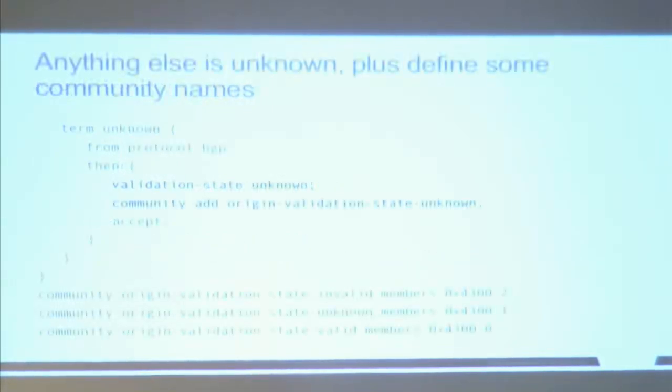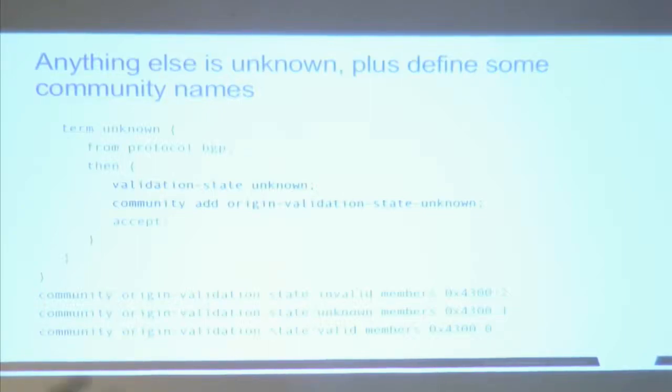And finally, there's only one choice left, and that's unknown. So we don't really have to do a match to that. It just falls through. And these are the IANA-defined values for the validation state. We will eventually provide convenience keywords, and you won't need to have these 3 lines in your policy, but right now you do need them.